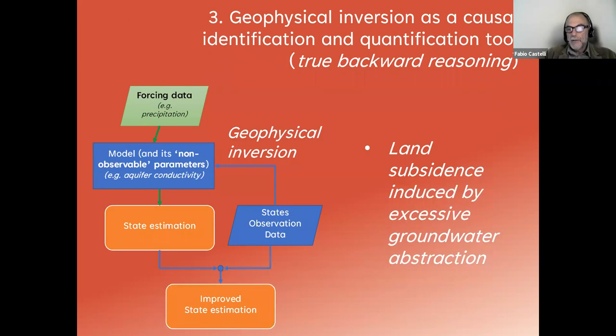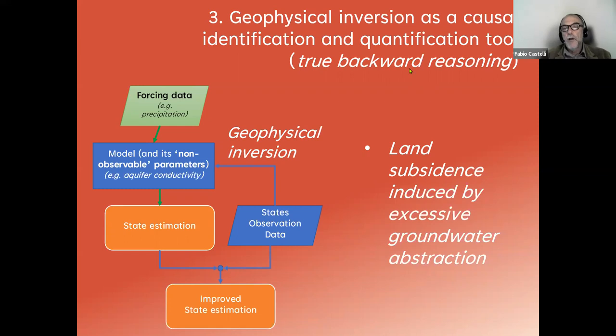Okay, let me quickly move to the other part of a typical family of data assimilation problems, which is called geophysical inversion, where again the main goal of the assimilation is not only to improve the state estimation, but to resolve uncertainties in the model parameters. Here, the problem that I will face is the identification and quantification of the causes of land subsidence that by hypothesis may be induced by excessive groundwater abstraction.